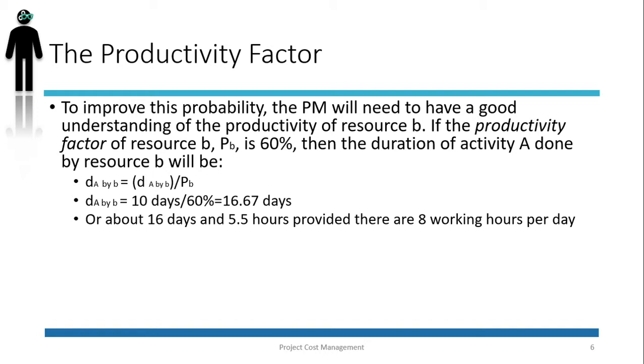So when we say the productivity factor of resource B is 60%, we're essentially saying that if resource B wants to do the same work that resource A is doing, then resource B will require 40% more time. So if there's something that resource A can do in 1 hour, resource B will require 40% more than that, which is roughly 25 minutes. So instead of 1 hour, it will take resource B 1 hour and 25 minutes to do the work. And that's the reason why now, instead of 10 days, we require more than 16 days to get the work done.